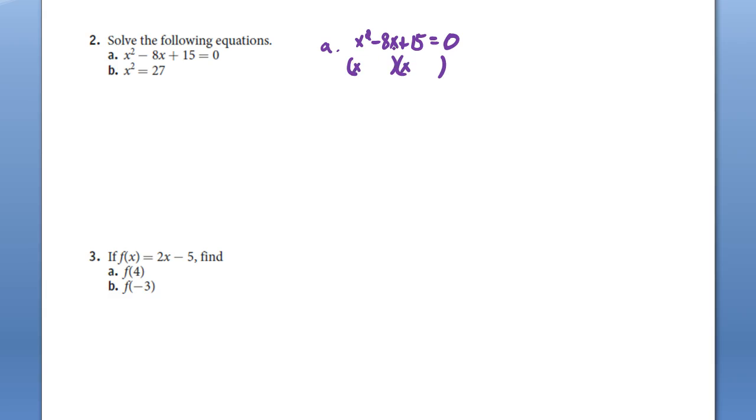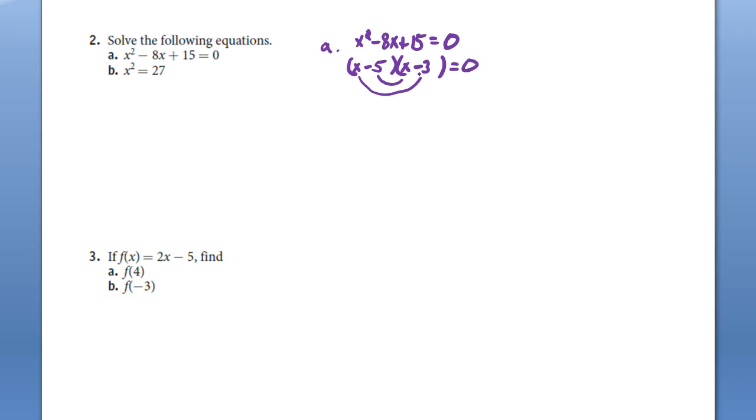X times x creates x squared. And I'm looking for two numbers that multiply together to make positive 15, and the sum of those numbers is negative 8. How about a negative 5 times a negative 3? That makes positive 15. And the outer product is negative 3x. The inner product is negative 5x. And combining that is the negative 8x. It's kind of like doing FOIL right there.